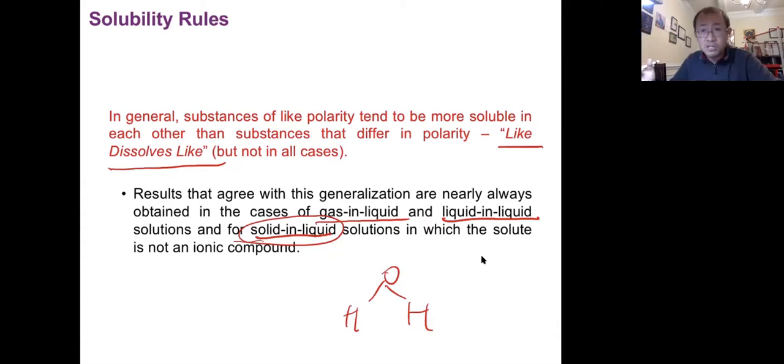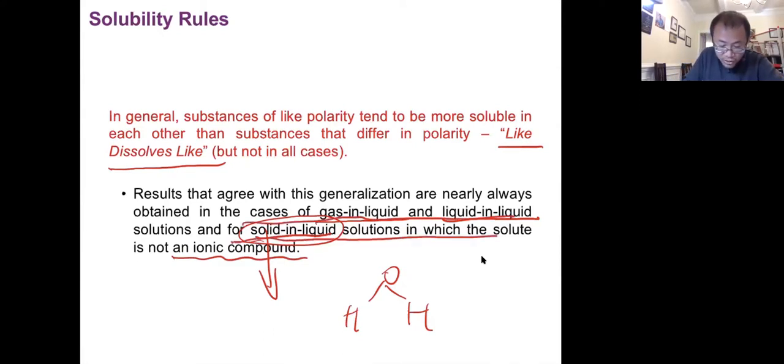Again, it applies to most things. Even for a solid in a liquid, it works. But if the solid is an ionic compound, then the rule does not work well. That's why we say that in most cases it works. For a solid in liquid solution in which the solid is not an ionic compound, it works. But if the solid is an ionic compound, this rule does not work well. That's why we call this an empirical rule, because it works from experience. Our experience is that if the solid is an ionic compound, the rule doesn't work well. We have to use a different rule.